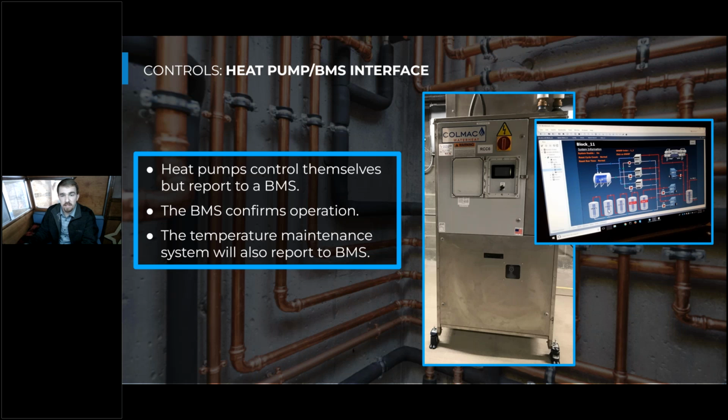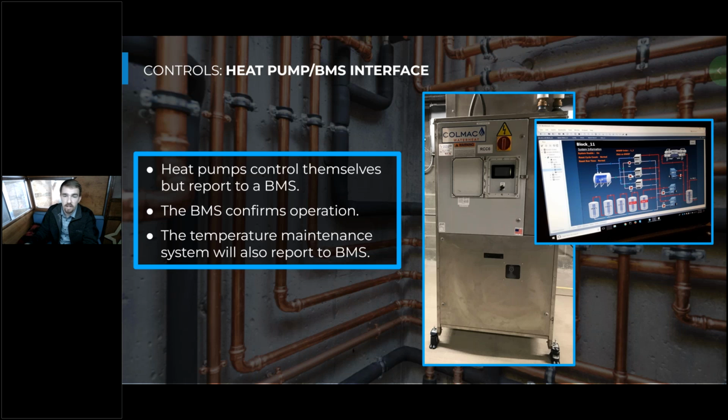So the heat pump BMS interface I've seen done really successfully, and it has all of the features of the internal heat pump interface, but now you can actually monitor the system through external eyes and see what's going on. So here we have a picture of a heat pump with its onboard controller, but now we also have a schematic of the entire system and all the temperatures within that system and the status of whether these heat pumps are running or not to satisfy that.